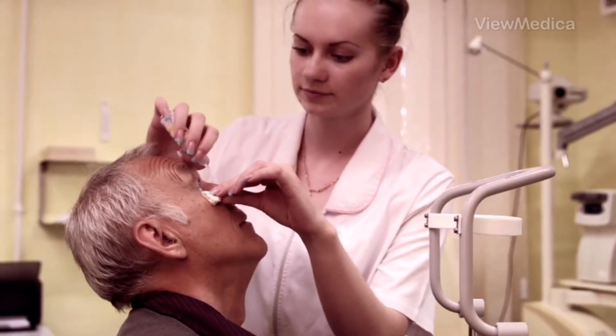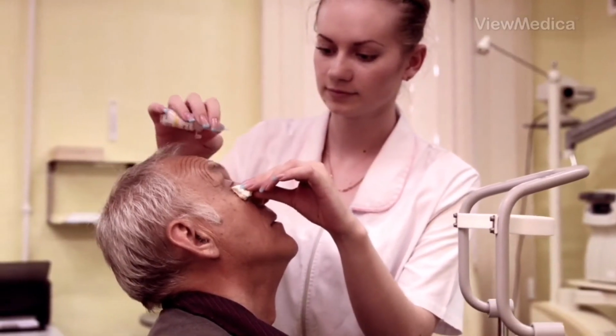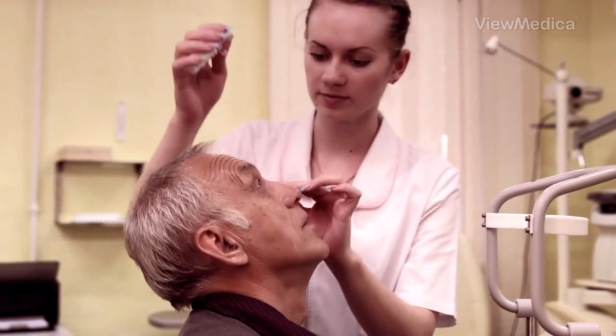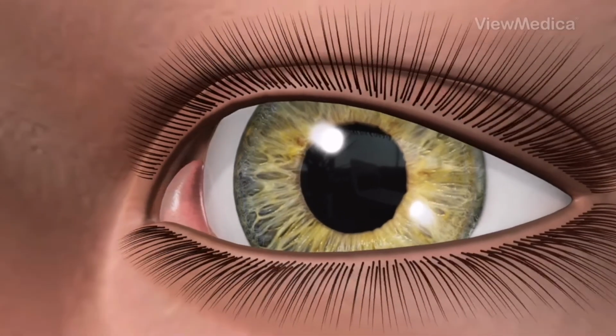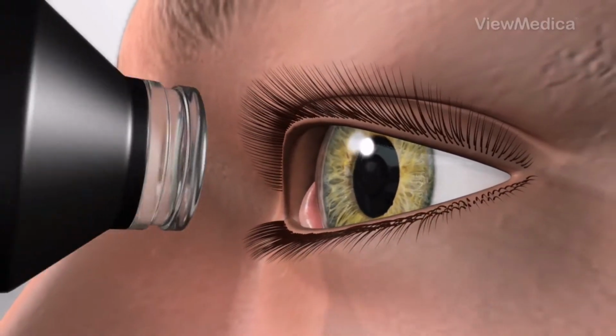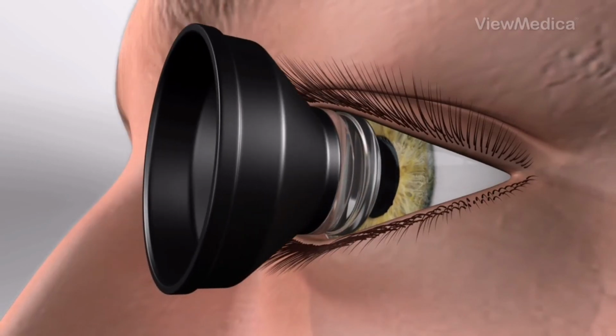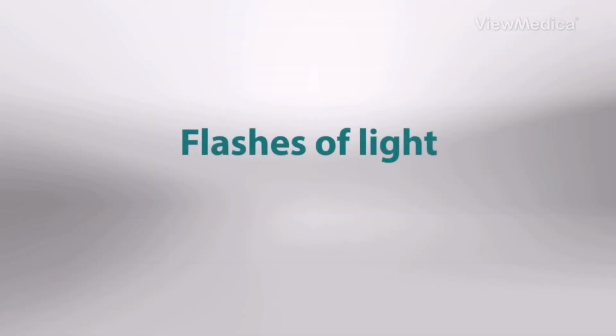To begin, drops put in your eye dilate your pupil. Your eye may be numbed. A special contact lens is then put on your eye. The lens helps aim the laser. The doctor shines a laser into your eye. When it's turned on, you'll see flashes of light.